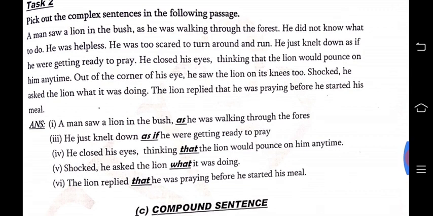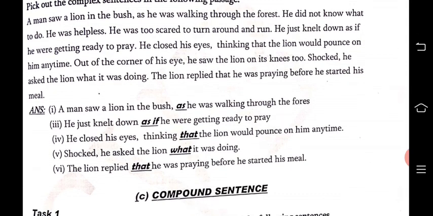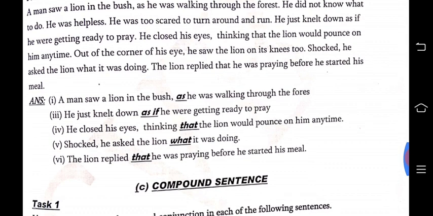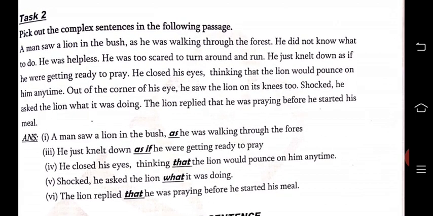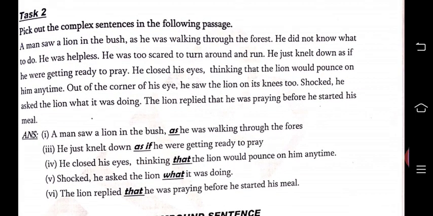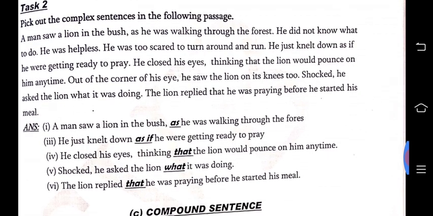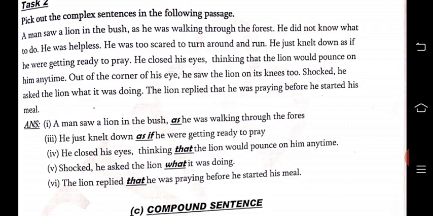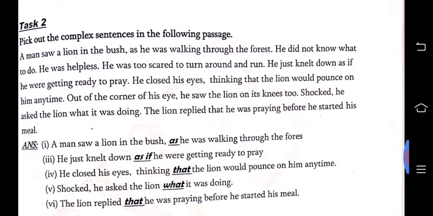Shocked, he asked the lion what it was doing. And then the lion replied that he was praying before he started his meal. Again, complex sentences. See, I have underlined "as if," "that," "what," "that." So these are subordinate clauses: one main clause and then one subordinate clause, isn't it? So how can we divide?